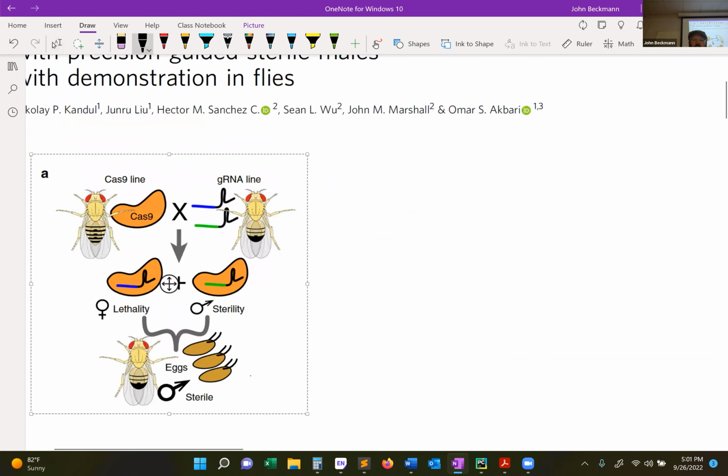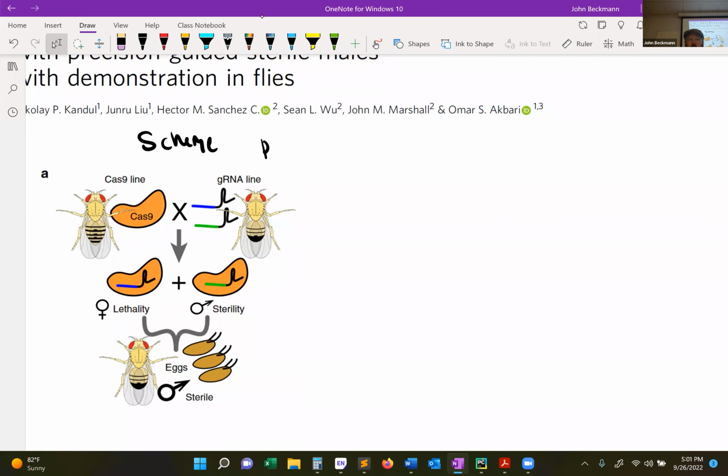So here's the scheme, which I described for you last time for the pgSIT. Essentially the gist is you make a homozygous line for Cas9, that's line 1, and you have a second line. And here's where it actually gets interesting. I skipped over some of the details last time, and as I read the paper, I learned a lot more about it. So the second line is homozygous for two guide RNAs, a blue one and a green one.